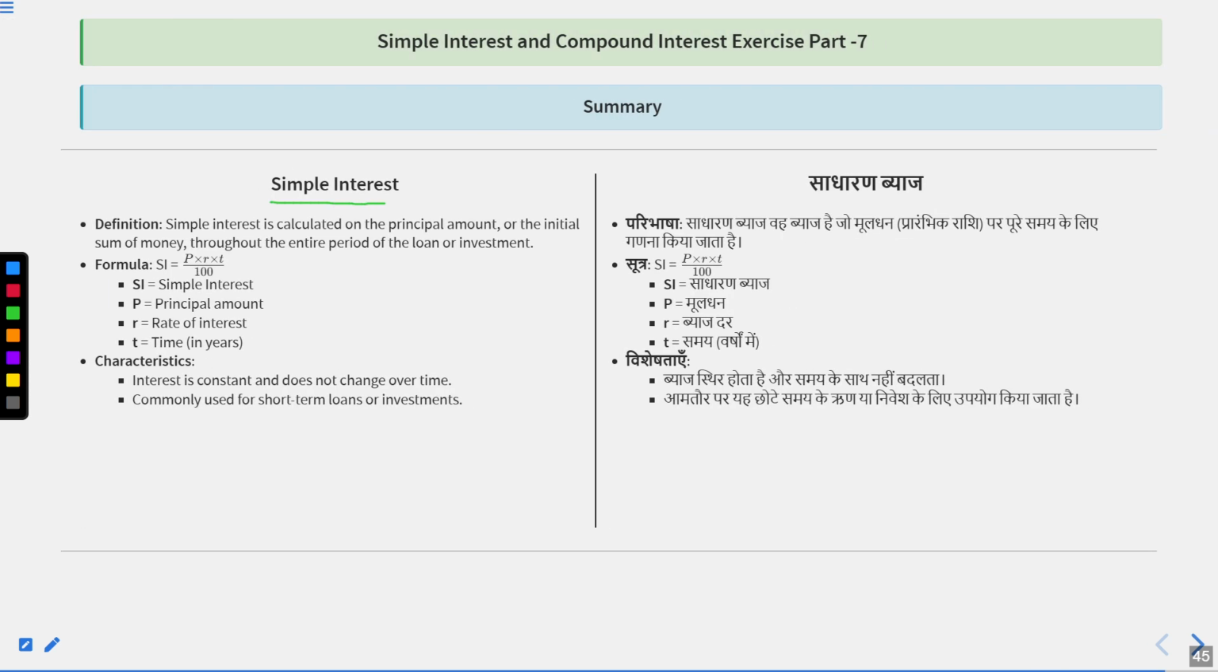First thing, what is simple interest? Simple interest is calculated on the principal amount, or the initial sum of money, throughout the entire period of the loan or investment. The formula of simple interest is PRT upon 100, P into R into T upon 100. SI denotes simple interest, P the principal amount, R the rate of interest and T the time. Characteristics of simple interest: interest is constant and does not change over time, and it is commonly used for short-term loans or investments.